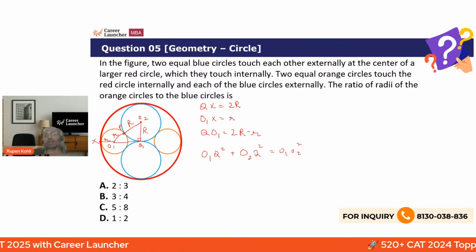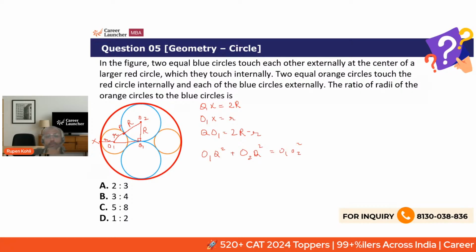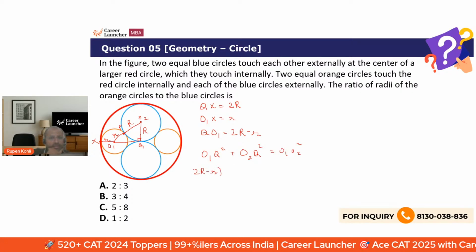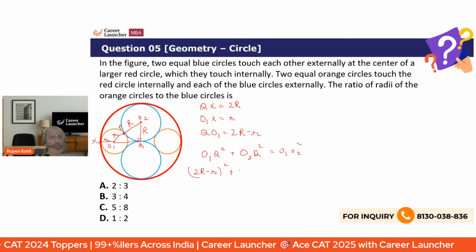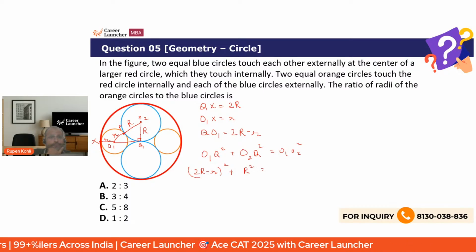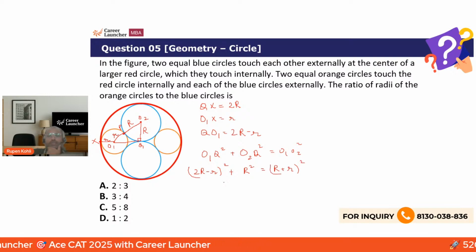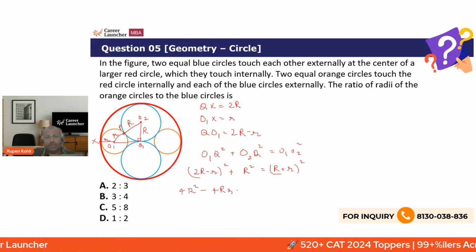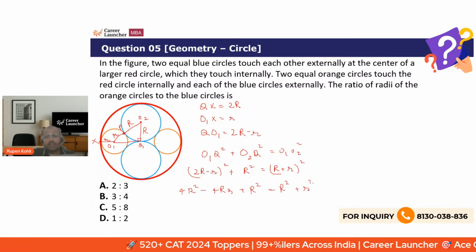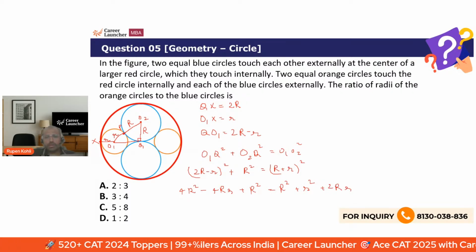This will give us the required ratio, right? Pythagoras theorem coming to our rescue. Okay. So O1Q, 2R minus R whole square, plus O2Q, simply R square, equals R plus R whole square, and we can further simplify. 4R square minus 4Rr plus r square equals R square plus r square plus 2Rr.